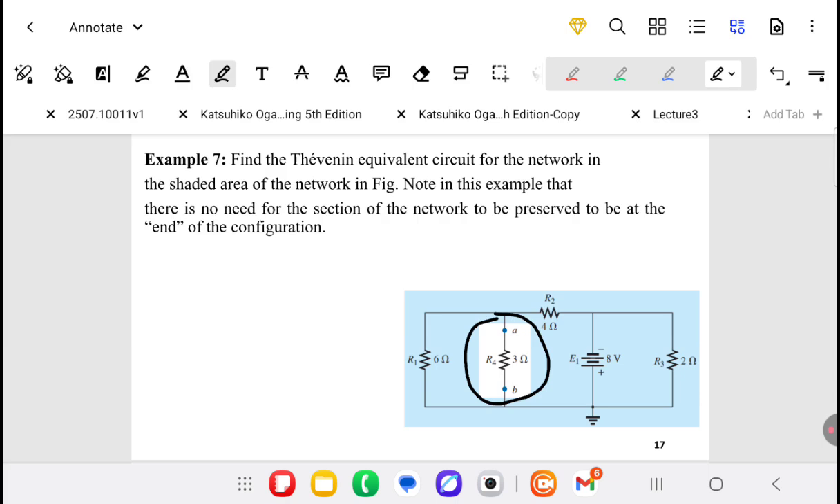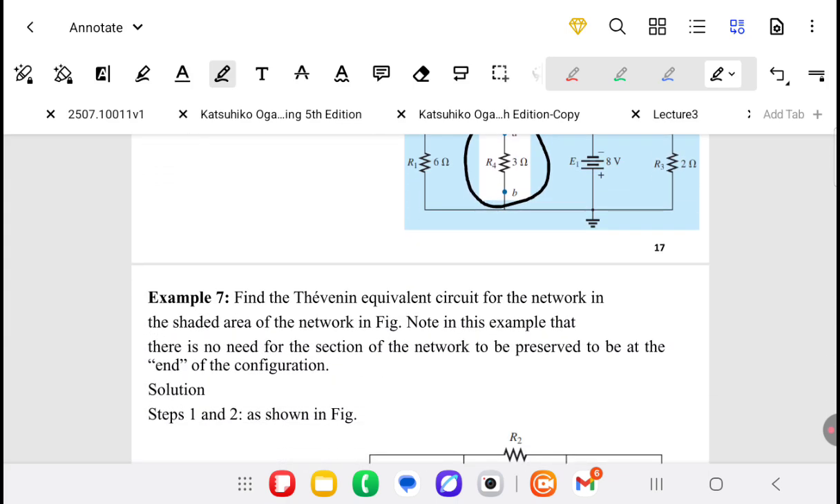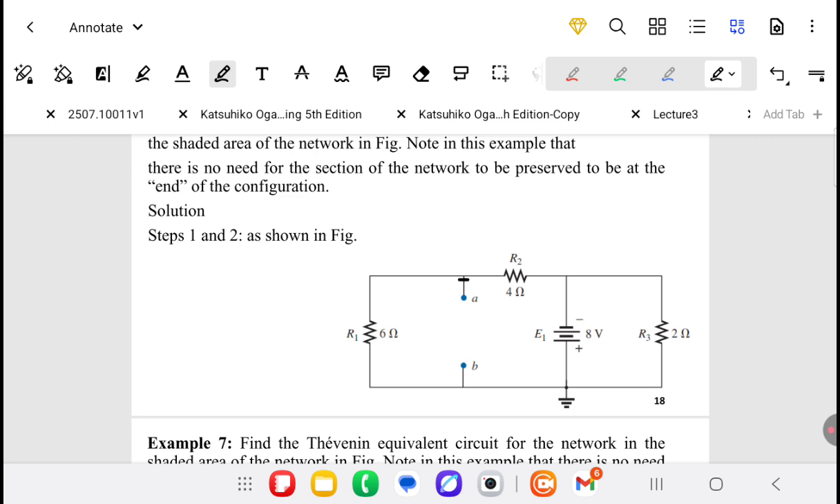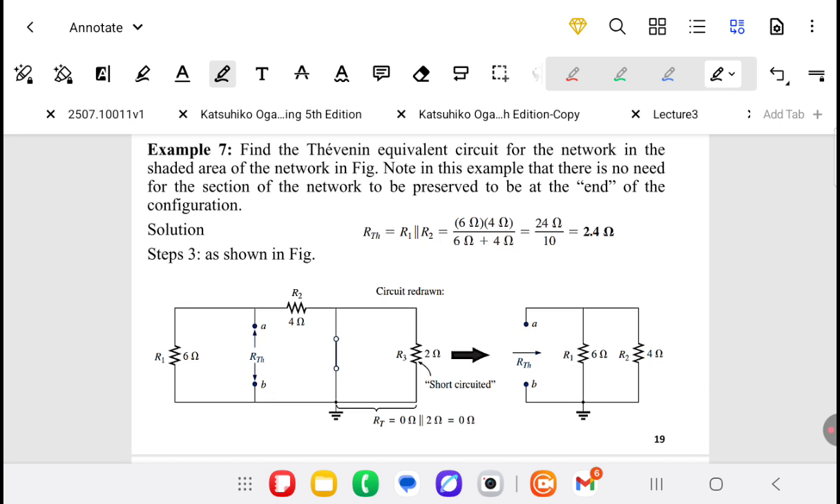To see different shapes of the load and places to place the load in the circuit. First of all, we replace the load and mark the terminals A and B as shown in figure here. Then we have to get R Thevenin. Then we suppress the voltage of the battery to 0. We replace it with a short circuit as shown here.